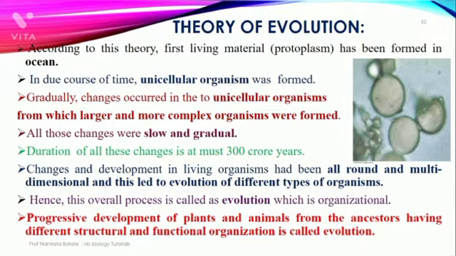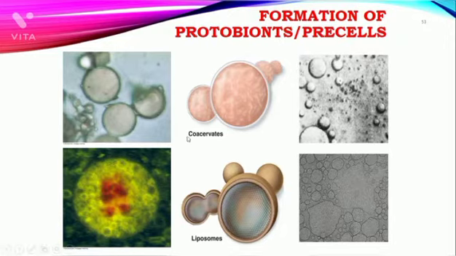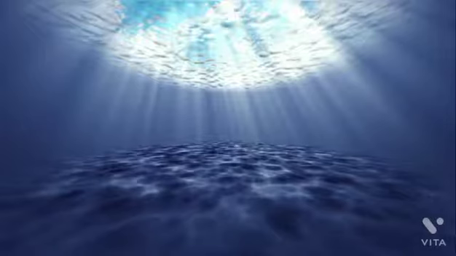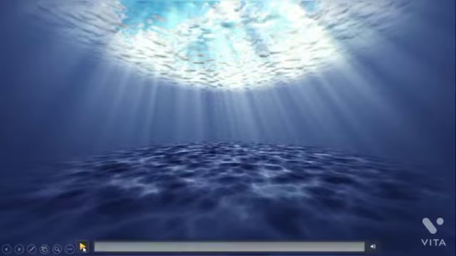The changes and development which occurred in living organisms, all around and multidimensional, are called evolution. It is called evolution. It means the first primitive unicellular organisms, coacervates and liposomes, and from these there is a development of huge organisms. It may be plants or it may be animals. So I will show you one video of how evolution takes place.